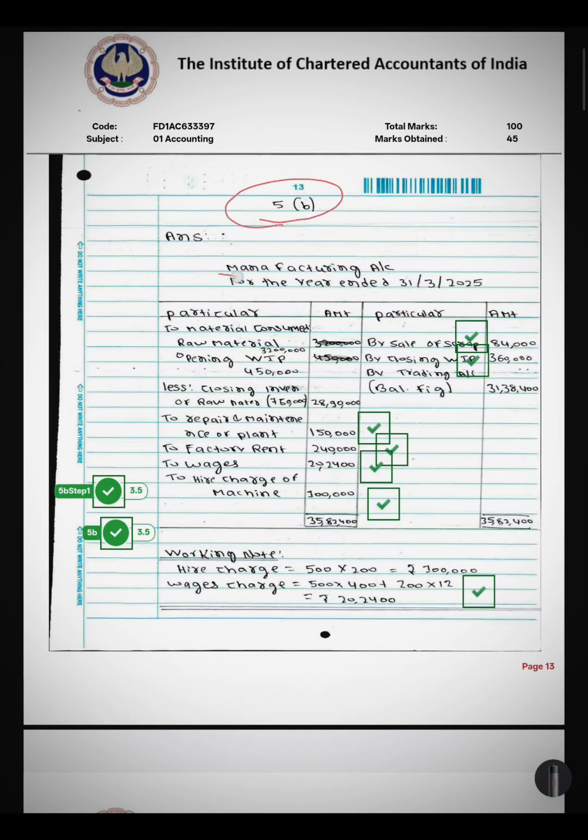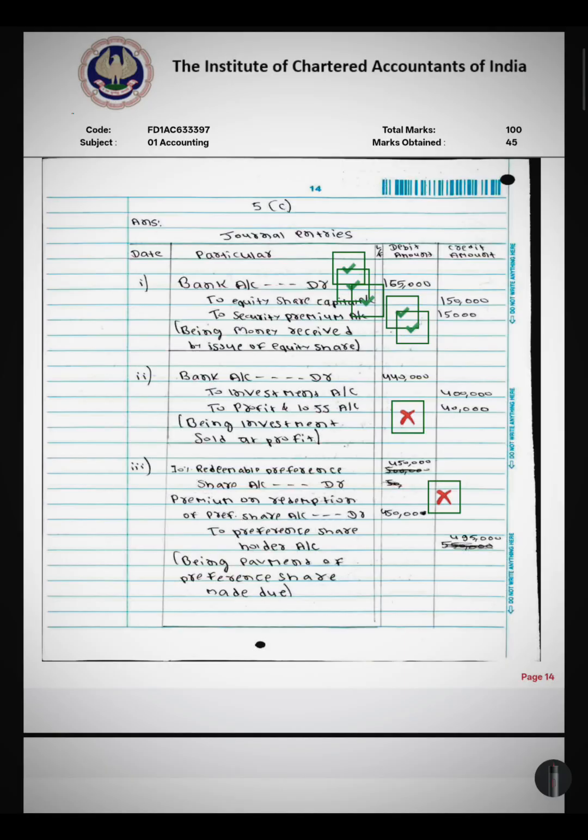In 5B it was a question on final accounts, and the question was asking for the manufacturing account. It was for 5 marks, and as you can see everything is correct here. Even though I made the working note here, the teacher cut nearly 1.5 marks, and the reason for this may be that I made some rough work here. So because of this also the teacher may cut some marks in the examination.